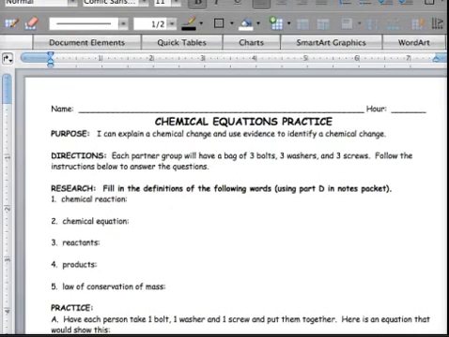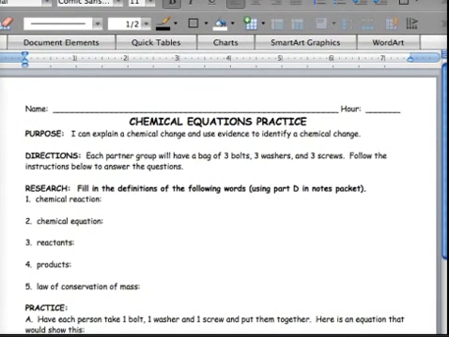Today's lab that we're going to be doing is called the Chemical Equations Practice Lab. You can see up at the top, the purpose is I can explain a chemical change and use evidence to identify a chemical change. So keep that learning target in mind as you're doing this lab. And if you don't have a hard copy of the lab already, you can certainly get it from your teacher's website or possibly from your teacher's gradebook.